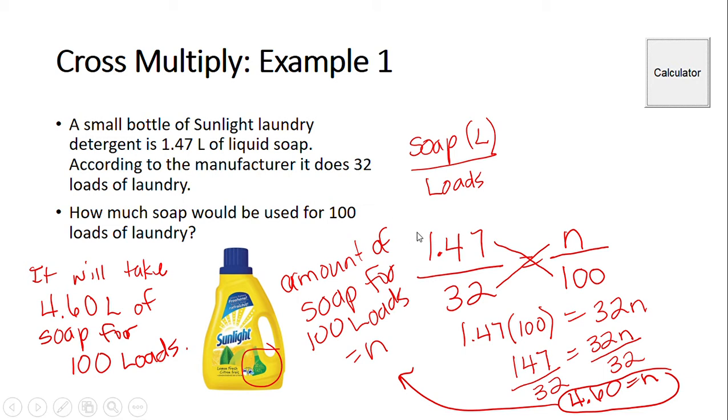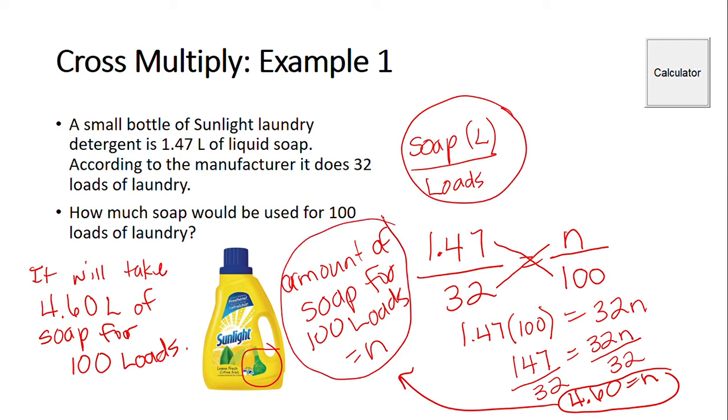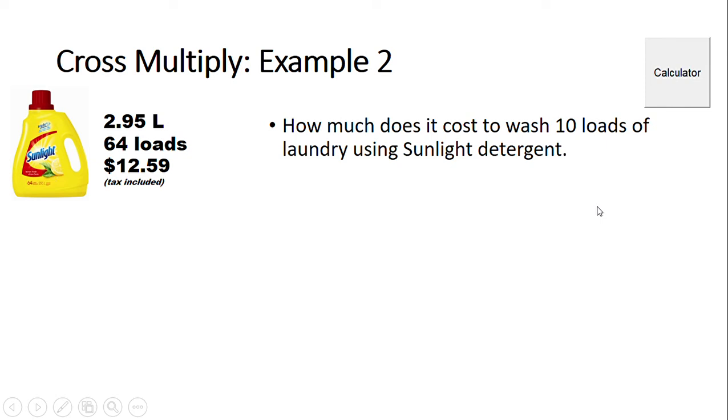Fairly straightforward. The important thing here is to remember to set up your ratio with your units, and then to remember what is the unknown. So I always like to write that down so I remember at the end what I'm finding. Okay, let's try another example.